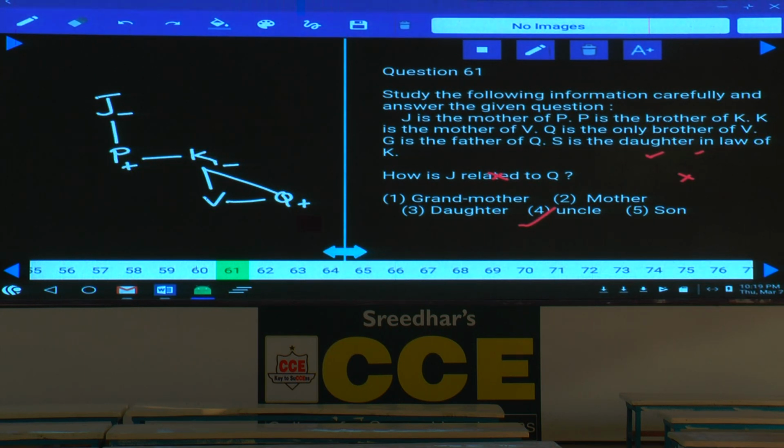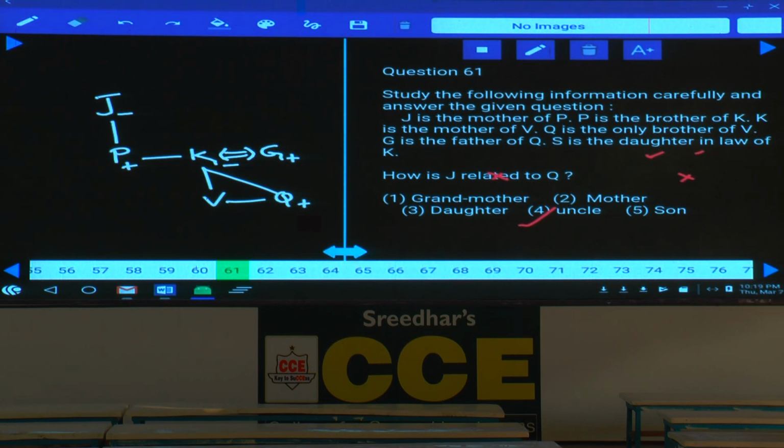G is the father of Q. S is the daughter-in-law of K. As S is the daughter-in-law of K, Q is the only brother of B, isn't it? As Q is the only brother of B.